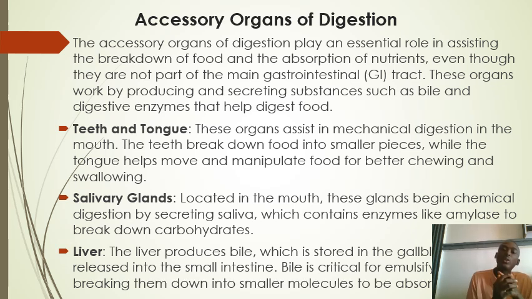So the third of the accessory organs is the liver. What the liver does from the digestive perspective is that it produces bile. This bile is stored in the gallbladder and is released into the small intestine when need arises for it. So the bile is critical. What bile does is that it emulsifies fats. You get emulsification of fats, so it breaks them down into smaller molecules for easy absorption.